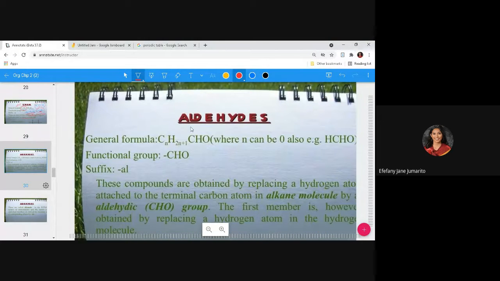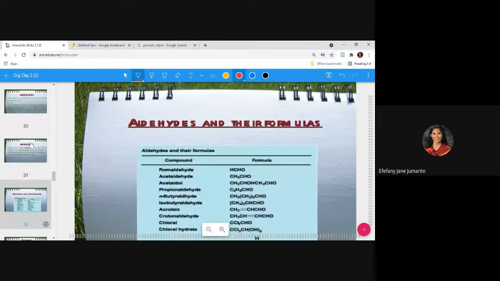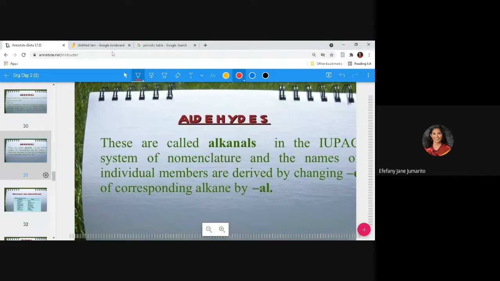So we also have our aldehydes. Okay, so we have our aldehyde. Our aldehyde is RCHO. Okay, RCHO. Now you put al after that. Okay, so your aldehydes. Now, example.